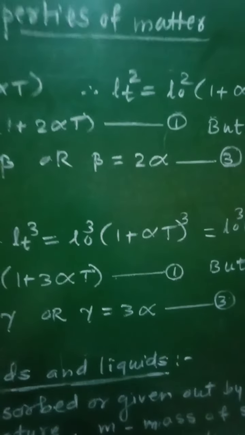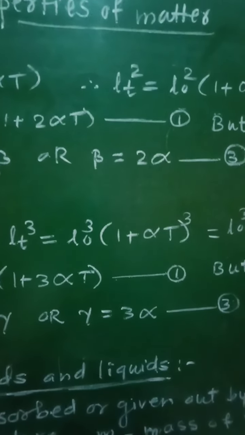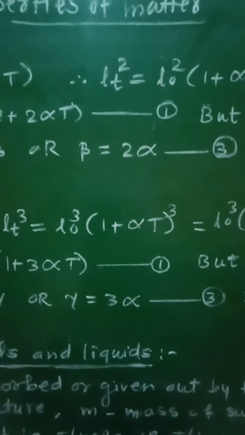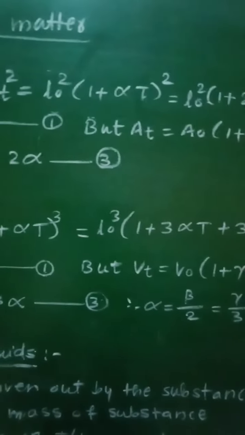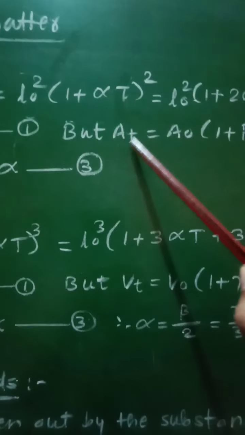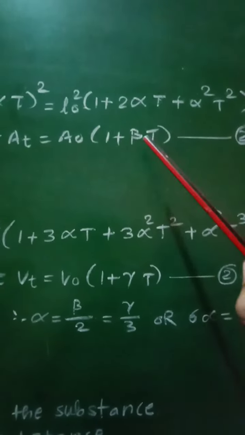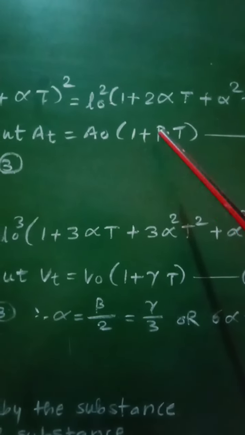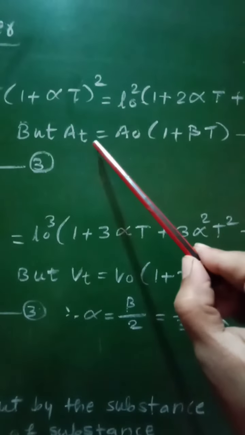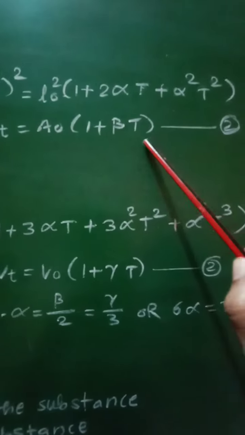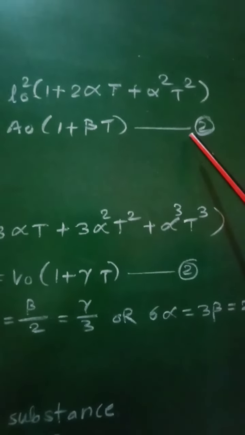But as that plate is heated, there is an increase in its area, and therefore by the concept of areal expansion, we have AT is equal to A0 into 1 plus beta T, where beta is the coefficient of areal expansion. AT is equal to A0 into 1 plus beta T, equation number 2.